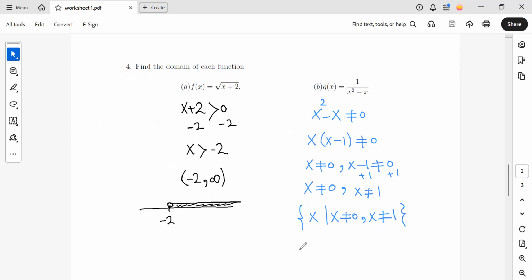Or maybe you would use intervals. If you want to use intervals, you would exclude 0 and 1. So it will be negative infinity to 0, but not 0, union 0 and 1, but not 1, union 1 and infinity. Or if you want to use number line, if it is 0 and if it is 1, you would exclude these two numbers and you would have all other numbers. These are the ways that you can write the domain.